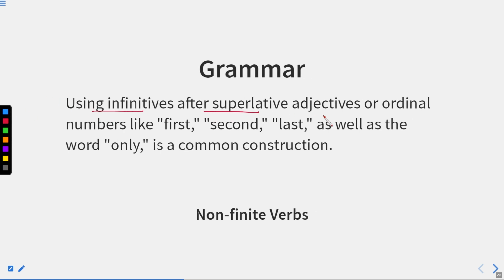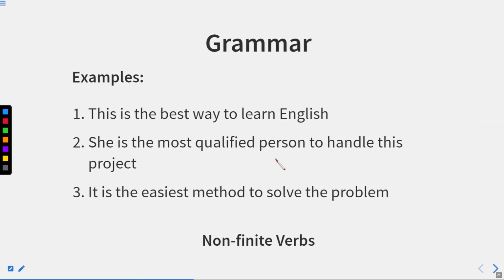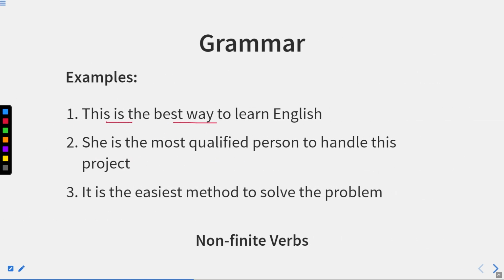Using infinitives after superlative adjectives or ordinal numbers like first, second, last, as well as the word only, is a common construction. How do we make this construction? This is the best way to learn English. So the best is the superlative degree of the adjective, and way to learn. So to learn is an infinitive.